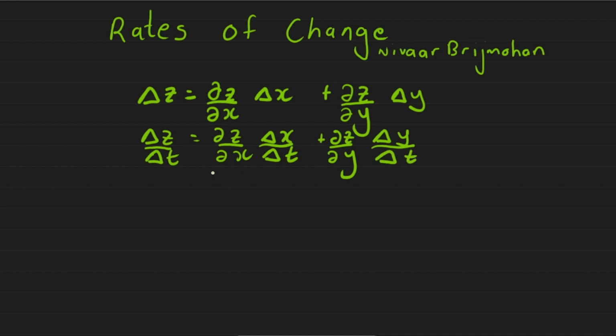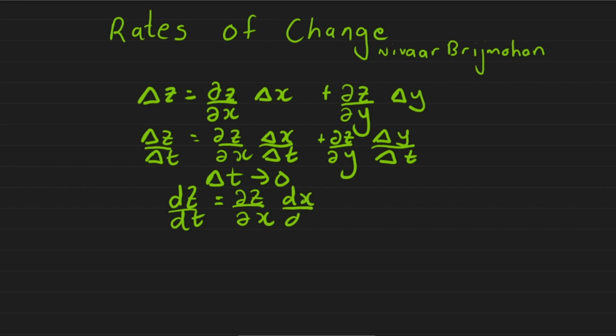If I then let delta t approach 0, what I'm going to get is that delta z over delta t will approach dz dt. So dz dt is equal to dz dx times dx dt plus dz dy times dy dt.